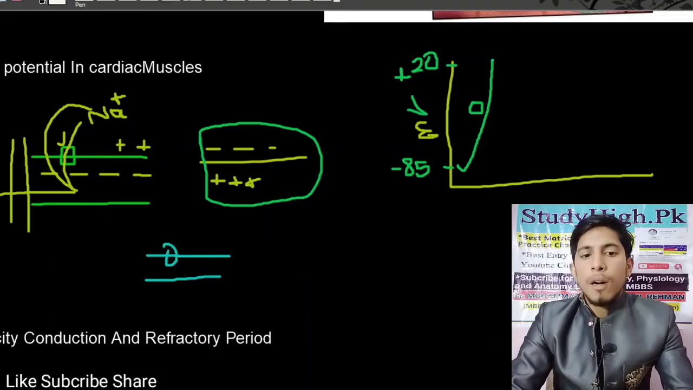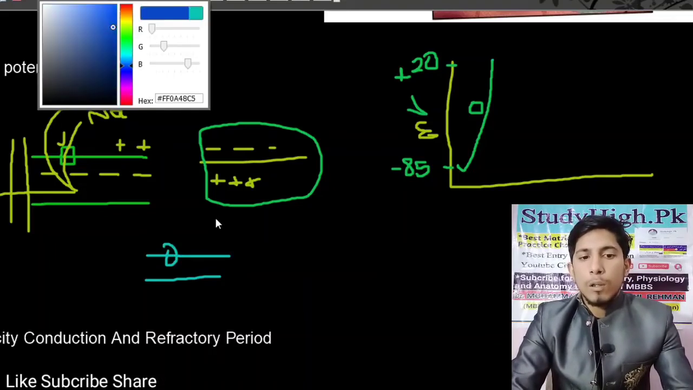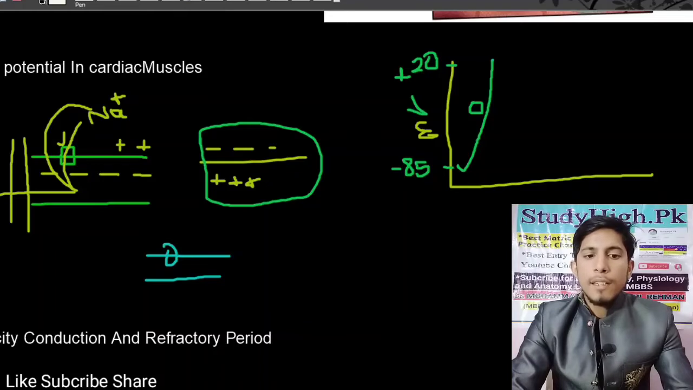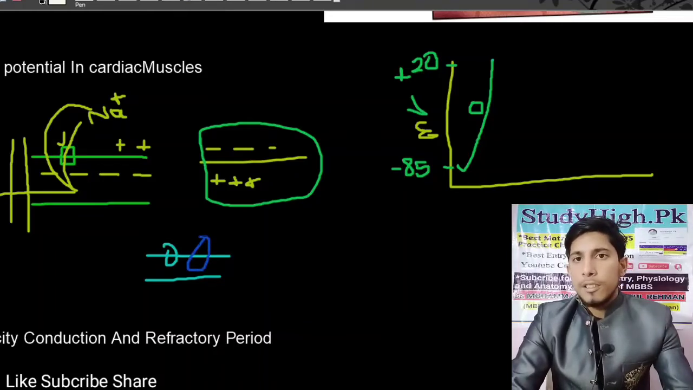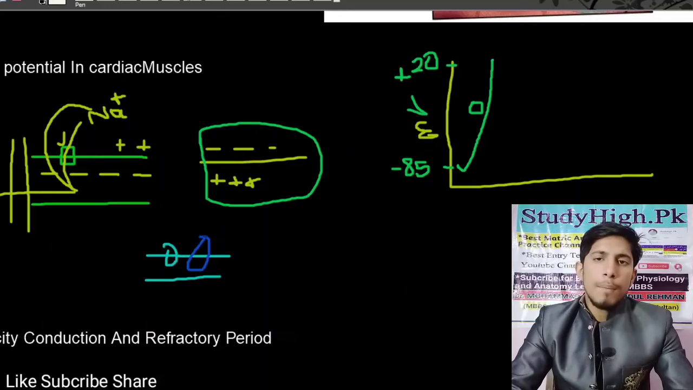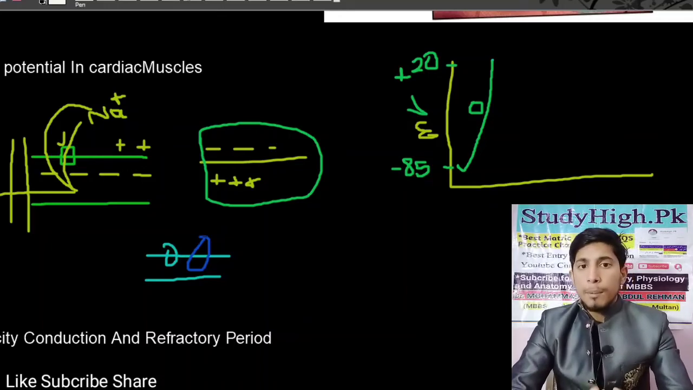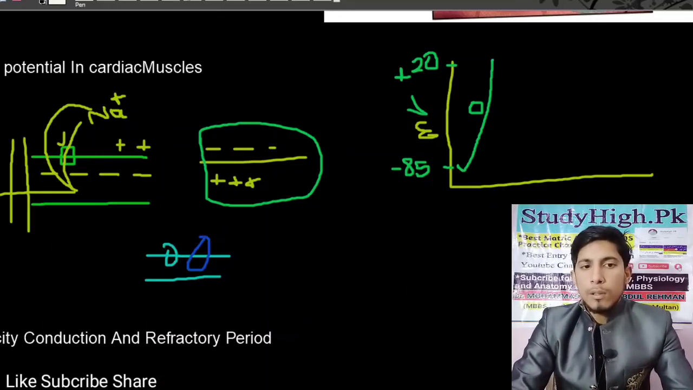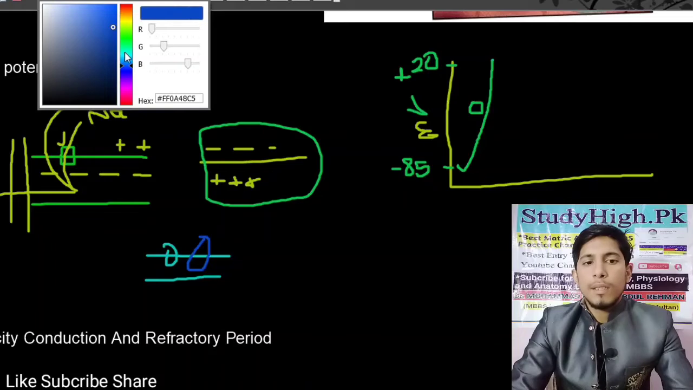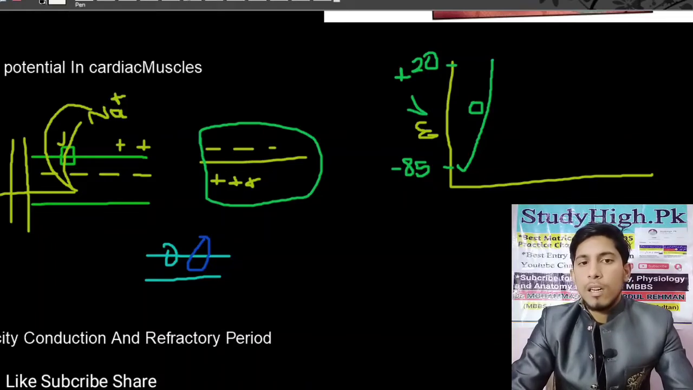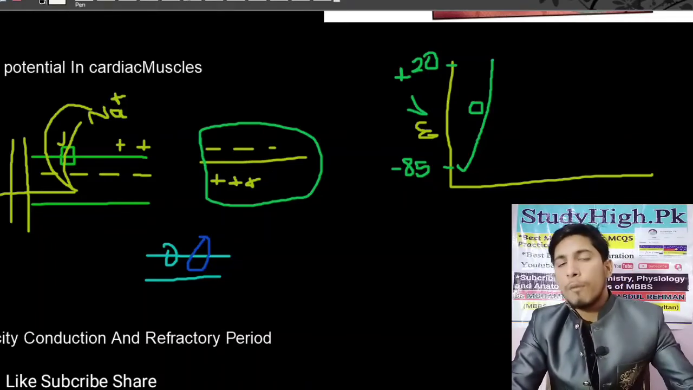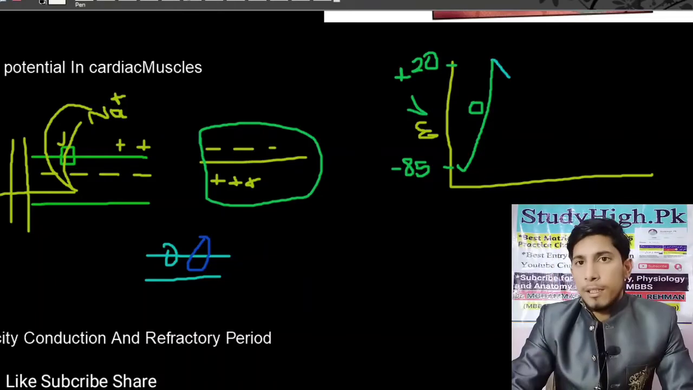These are the fast potassium channels. And second are the slow potassium channels that are involved in controlling the repolarization of the cell membrane of cardiac muscles. So I am going to explain how these two potassium channels are involved during different phases of the cardiac muscle cycle.